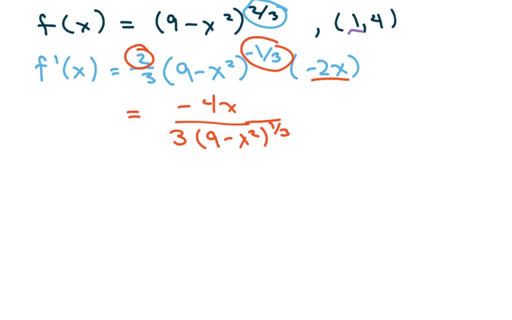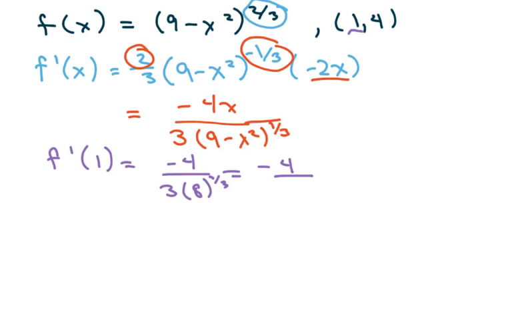Now we're going to plug in 1, so that's going to make it nice. It'll be -4 over 3 times the cube root of 8. Cube root of 8 is 2. So you get -4 over 3 times 2, so that's going to be 6, which equals -2/3. Cube root of 8 equals 2. That's all I did. Alright, now we're going to write our slope-intercept form.